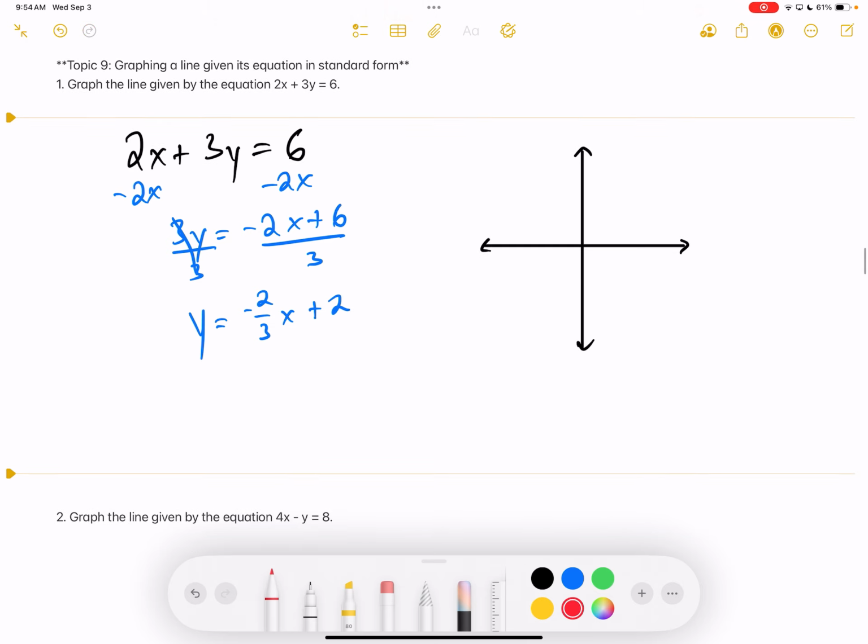Now we have it in that same form that we just did, and I can go through my graphing steps and say, okay, my y equals mx plus b, it's now in that form. So my m is negative 2/3, so that would be down 2 to the right 3, and my y-intercept is at 2.